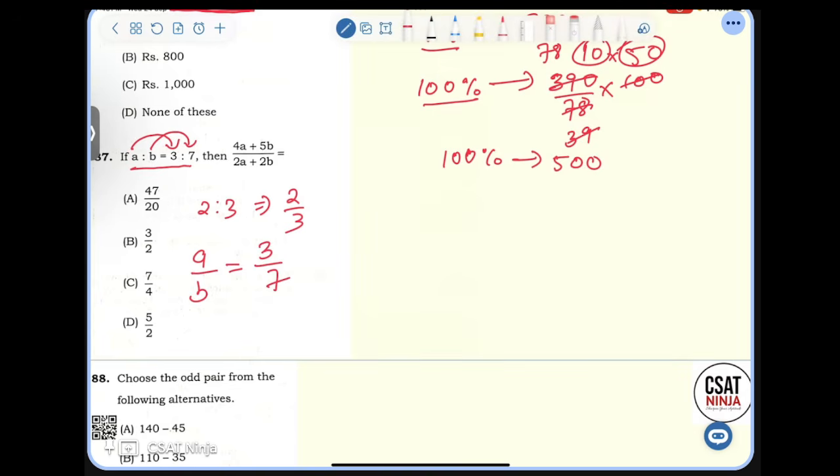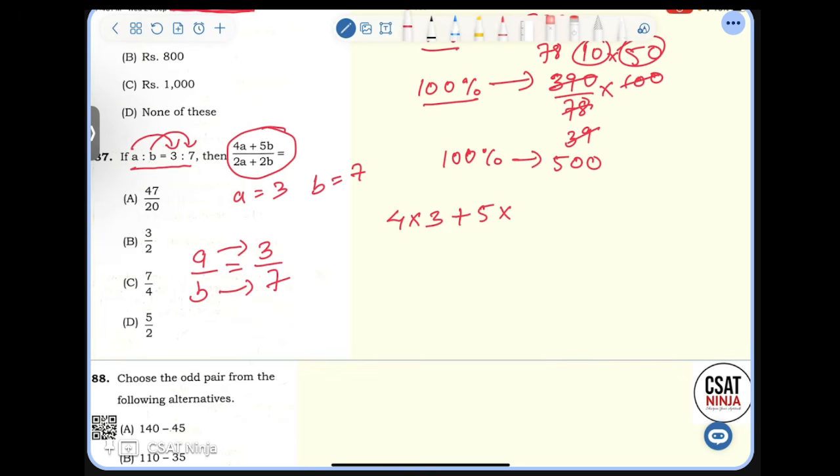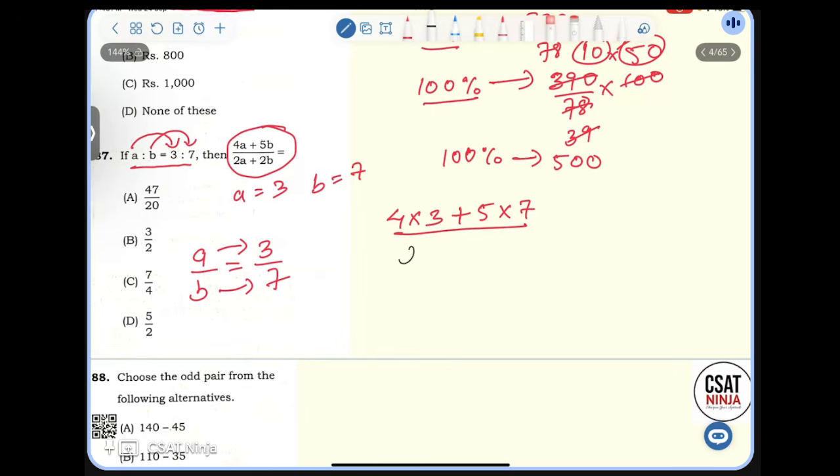So now, what I'll do is, I'll just assume the value of A is 3 and the value of B is 7. And I'll put it in this equation. So now, 4 into A, I'll assume A is 3 and B as 7. So 4 into 3 plus 5 into, in place of B, I'm going to put 7 there, divided by 2 into 3 plus 2 into 7.